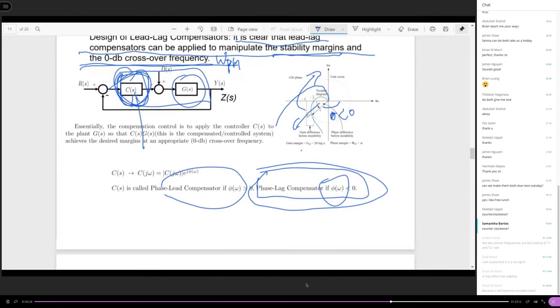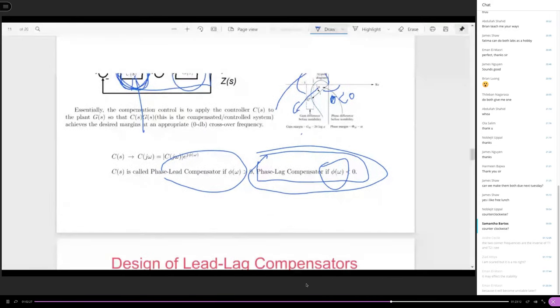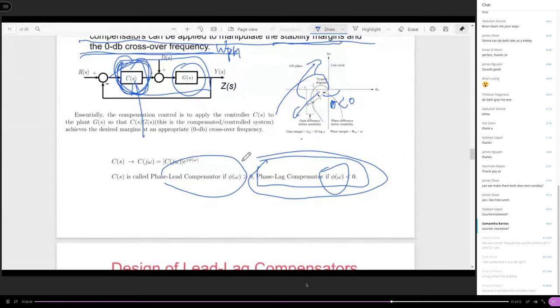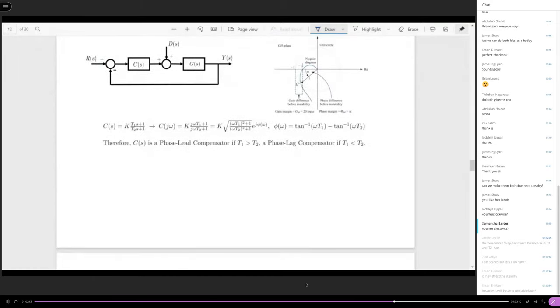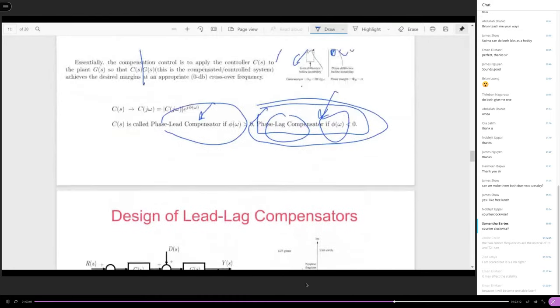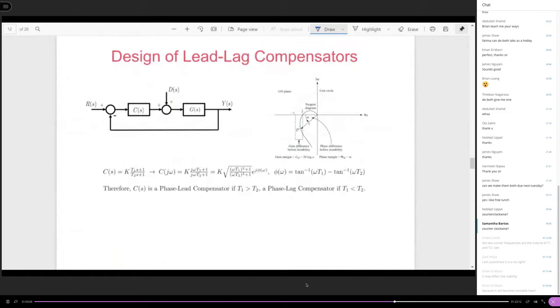Okay, so I think it is very important for you to realize the difference of the roles of the phase lead compensator and the phase lag compensator. The roles are different, and one is helpful for the stability margin, phase margin. The other one is harmful for the stability margin. And if you have too much lag phase, you can even make the closed loop system unstable. Okay. So now, once we understand that, then we're gonna move on.